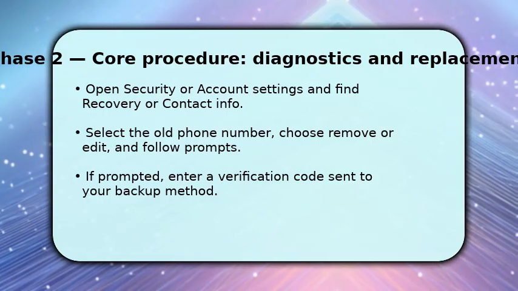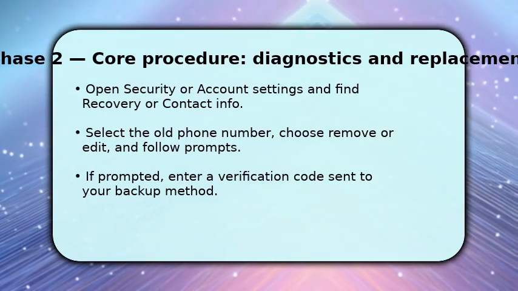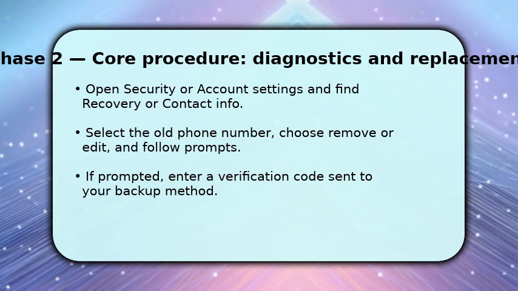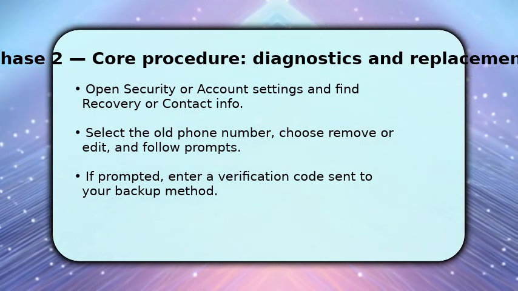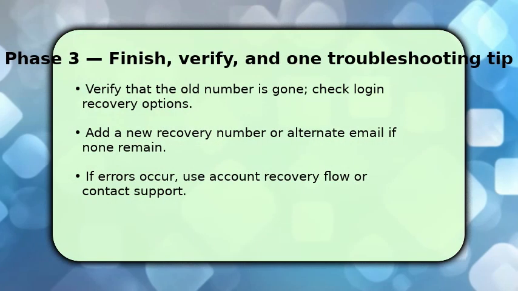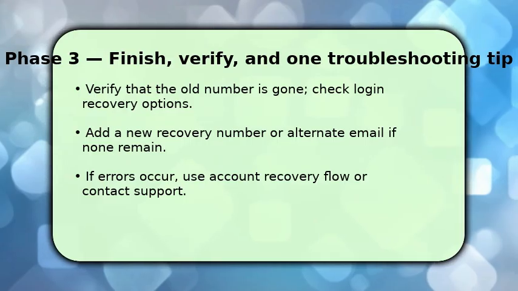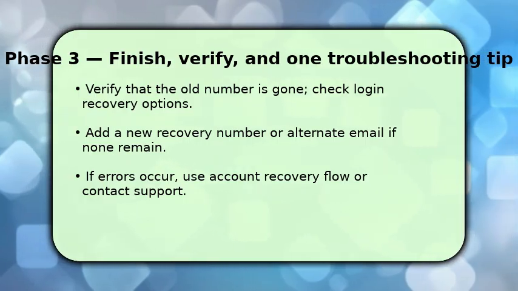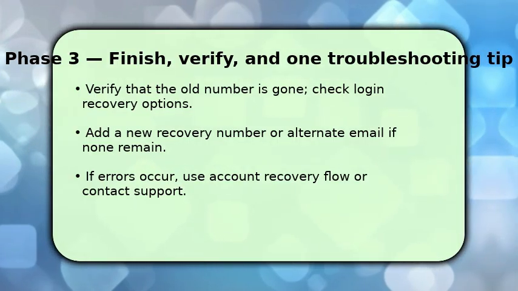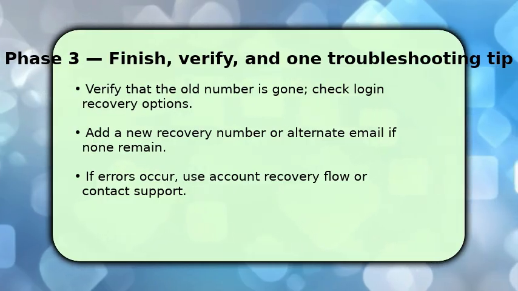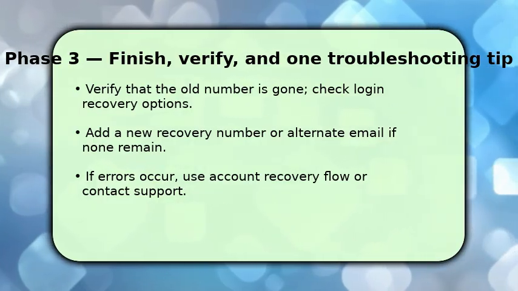If prompted to add a new number, add one now to keep recovery options current and prevent future access issues. You finish by confirming the old number is removed and testing recovery options. Try a mock recovery flow to make sure your backup method works. If you removed the last recovery option, immediately add a new phone or alternate email to avoid getting locked out.